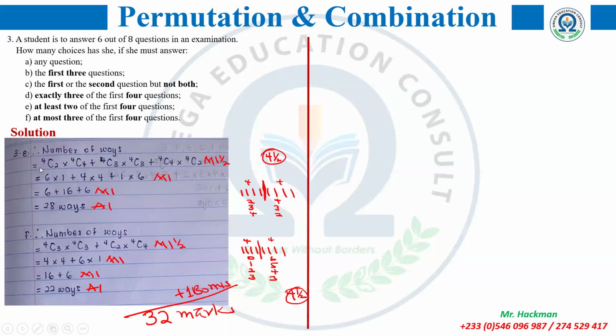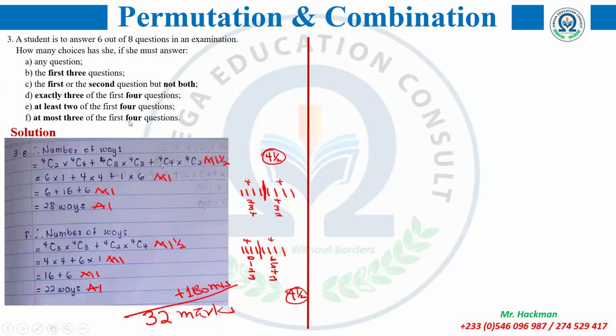So the rest, I told you when you have this situation, use your calculator to do the individual one. So she did exactly that. Then you end up getting this. Then F, similar to what we have, only that this time around, it is at most. So at most 3 of the first 4.